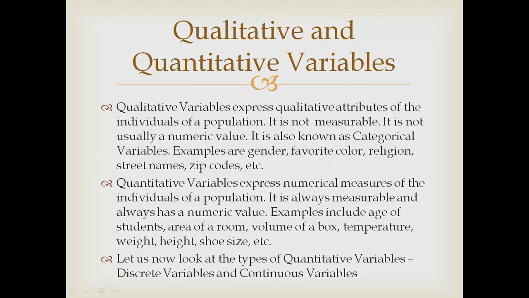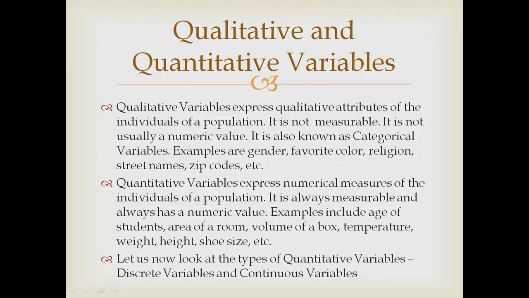Quality, from the term qualitative variables. You see, quality is not numbers, it's not numerical, right? It expresses qualitative attributes of the individuals of a population. It is not measurable. It is not usually a numeric value. In rare instances, you might have a numeric value, something like zip code, but usually it is about quality. Okay, it is not measurable.